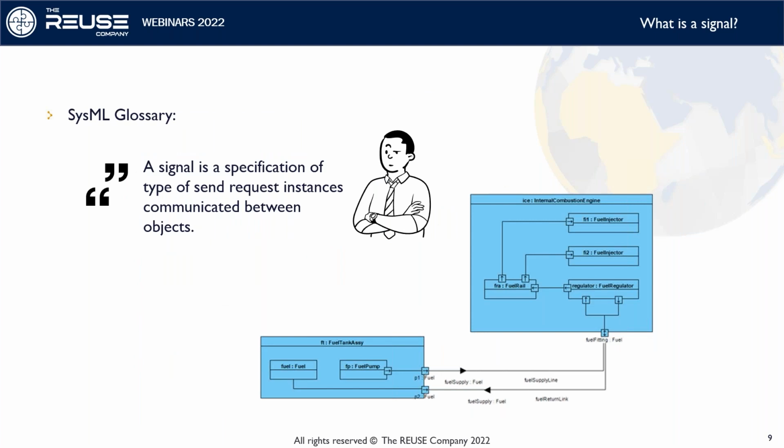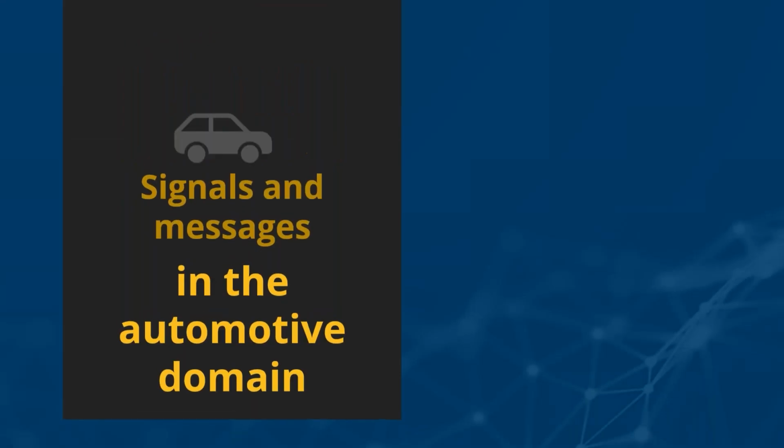In the field of systems engineering and SysML, in this slide, we define a signal as a specification of a type of sending request instances communicated between objects, right? So to me, this definition has a lot to do with the notion of interfaces between different components, missing a little bit the notion of condition, as can happen in a state chart for a state transition triggered by a signal in some cases, right?